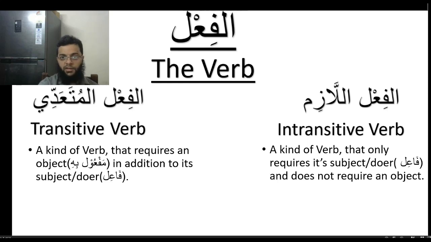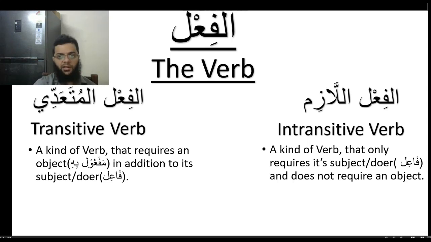The definition I wrote of fi'l al-lazim: a kind of verb that only requires its subject or doer, that is fa'il in Arabic, and does not require an object. As for fi'l al-mutaaddi, that is transitive verb, a kind of verb that requires an object, that is maf'ul bihi in Arabic, in addition to its subject or doer, that is fa'il. I don't think anyone understood anything from this. To understand this, we will take help from examples.